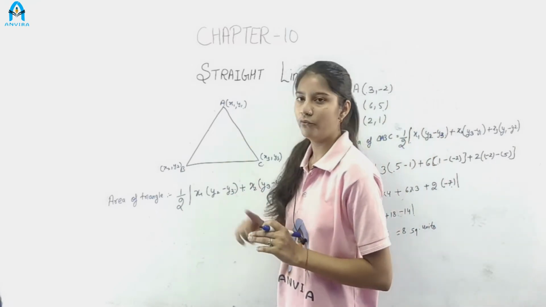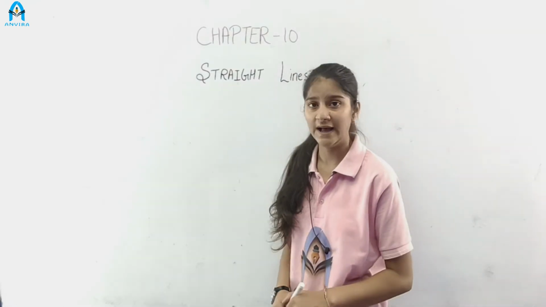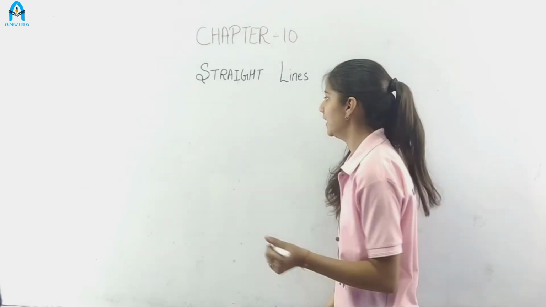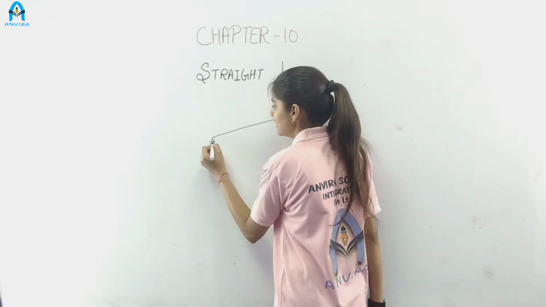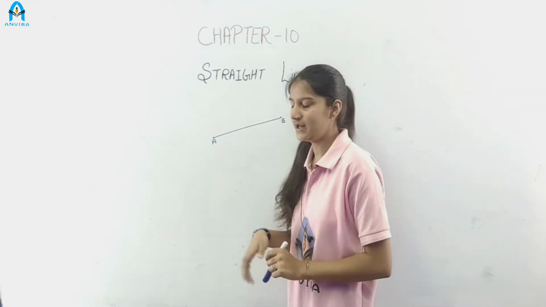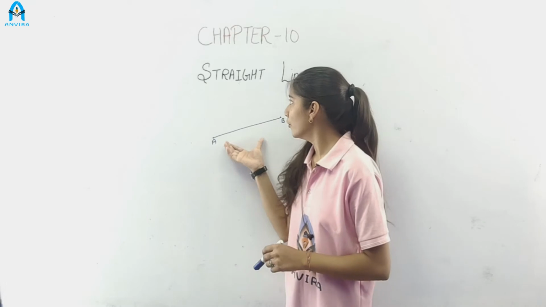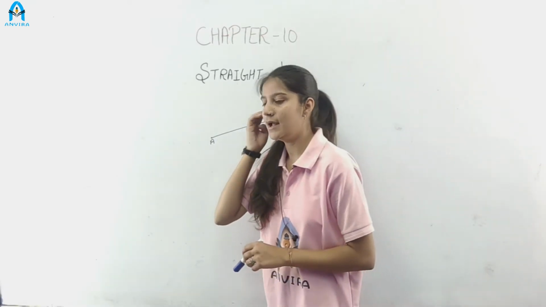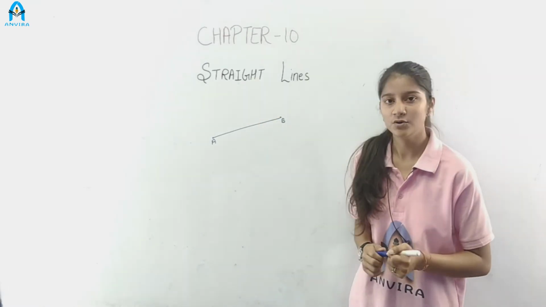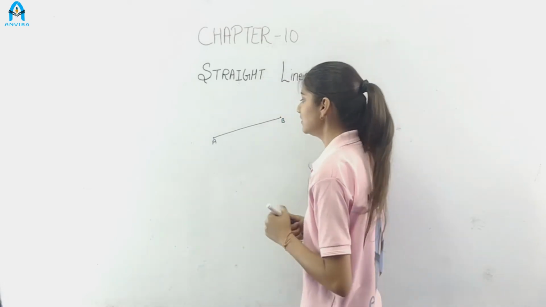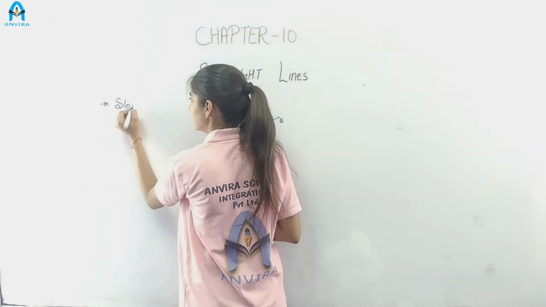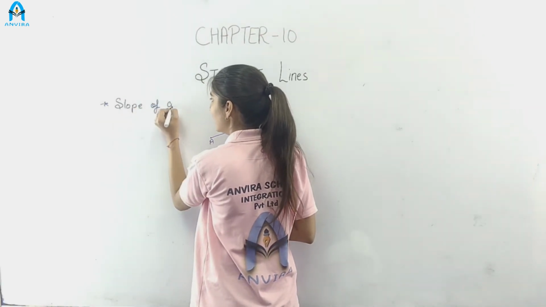Now we will go for our straight lines. As the name suggests, we know that a straight line is a line segment between 2 points in our Cartesian plane or coordinate axes. So how did we study straight lines? Can it be so simple as its name suggests? No, it is not so simple. For straight lines, first of all, we will study slope of a line.